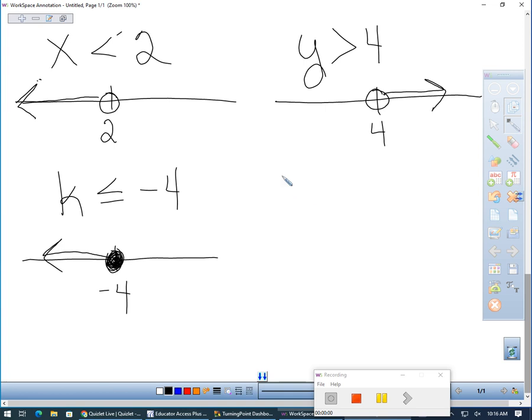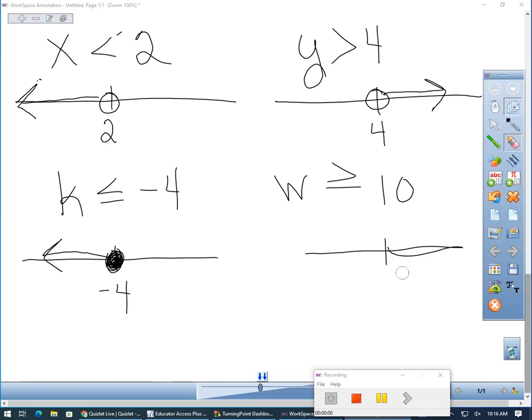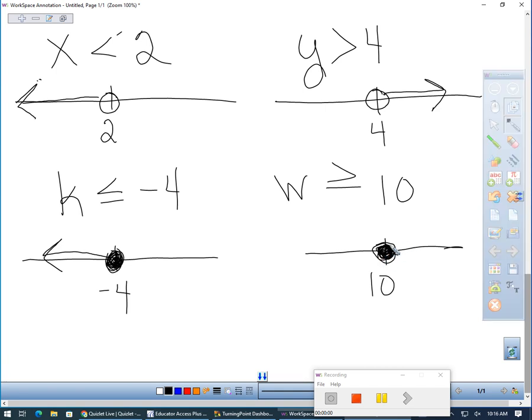Let's say I have w is greater than or equal to 10. On my number line at 10, because it is greater than or equal to, it is a closed circle. That means that it can equal 10 and anything bigger than it. And again, you'll notice my inequality sign points the same direction.